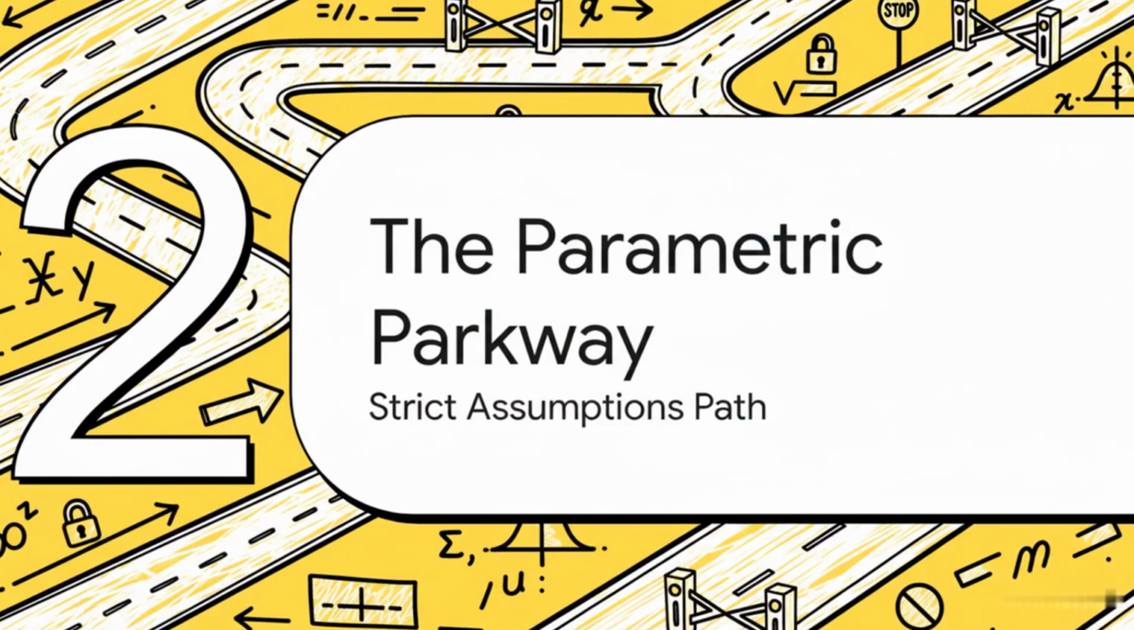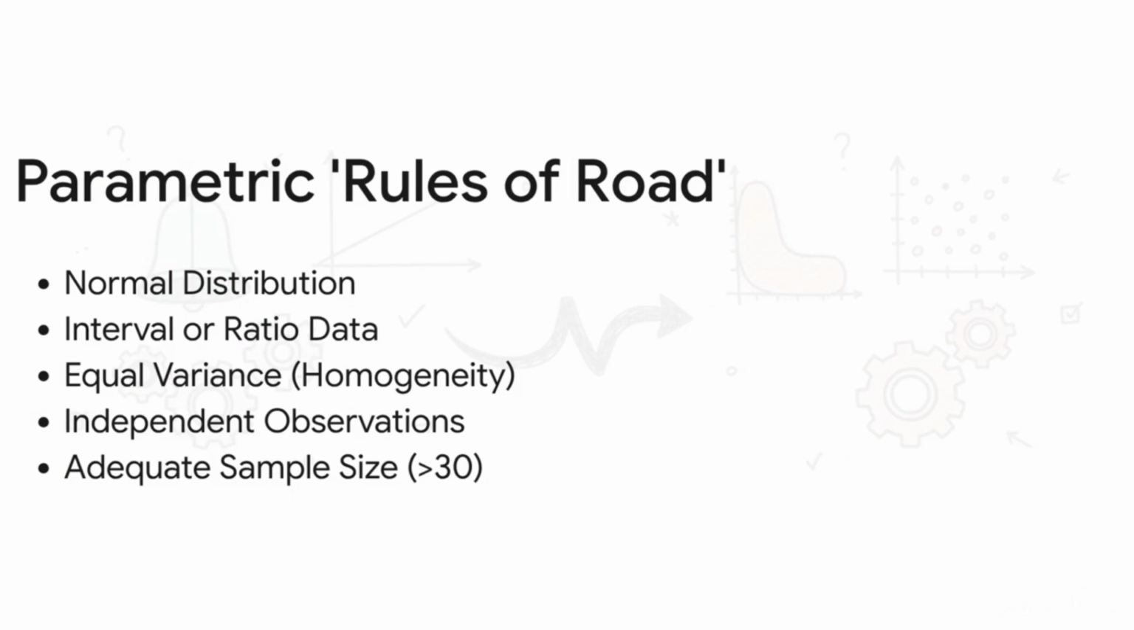All right, let's take a closer look at that first route. We're calling it the parametric parkway. It's a fast, powerful, and direct route to your destination, but it has some very, very clear rules of entry. So what are these rules of the road? Well, to get on the parametric parkway, your data usually needs to follow that classic normal or bell-shaped distribution.